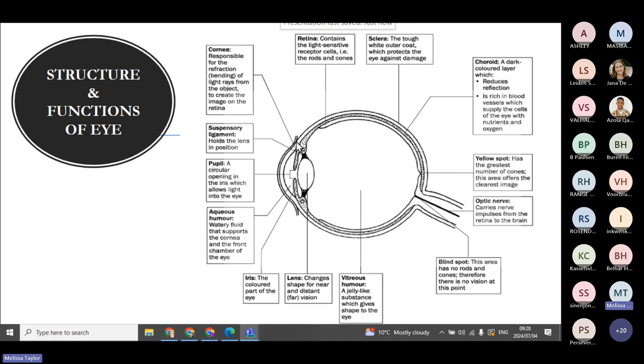And then in the very front of the eye, this part over here is called the cornea, and the cornea is transparent and it also bends the light. So the light coming in gets bent here and then here again. Okay. The eye is filled with fluid. This part in the back part of the eye is called the vitreous humor. And in the front part of the eye is the aqueous humor. And that helps to give the eye shape.